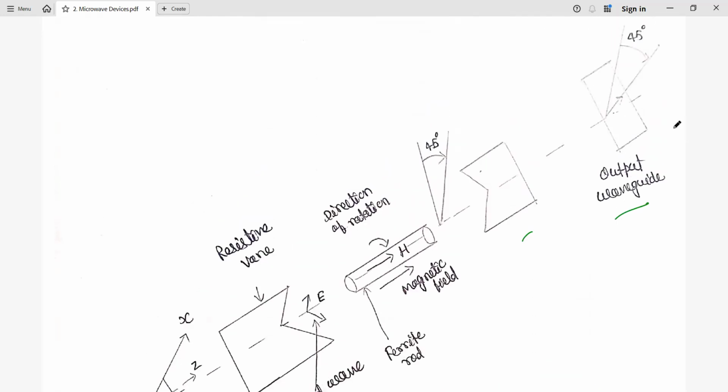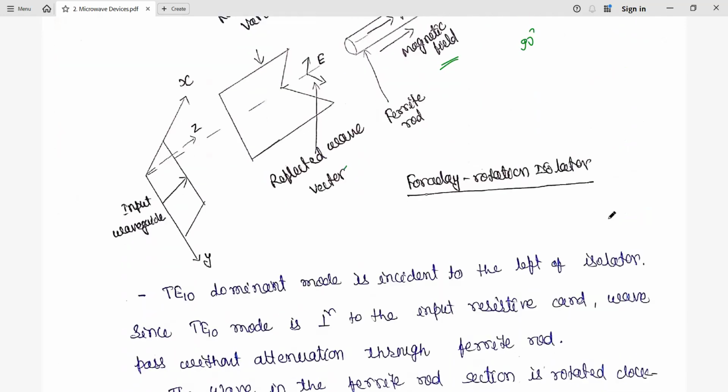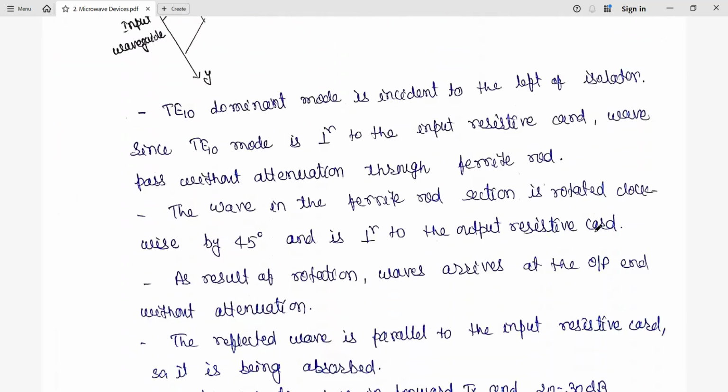But when it returns, that reflected wave is going to become parallel and is absorbed. The wave is at 90 degree, that is perpendicular. Now it will have a phase shift of 45 degree, since the ferrite rod material has already rotated it by 45 degree. Another rotation of 45 degree in the ferrite rod, so the total will be 90 degree. So it was 90, another 90, so it becomes 180. Now it is going to become parallel, and due to being parallel, it will be absorbed here.